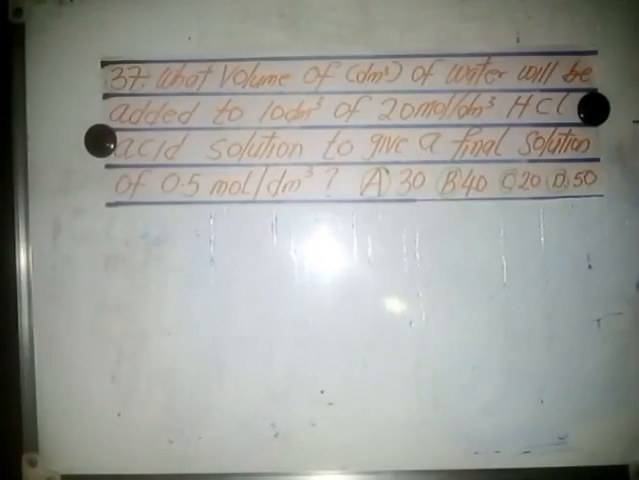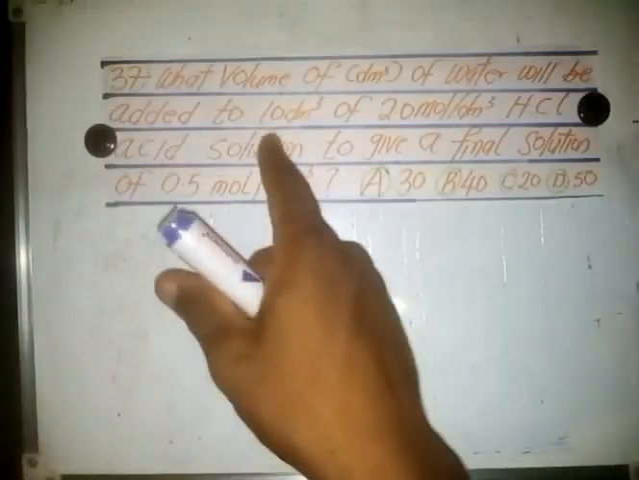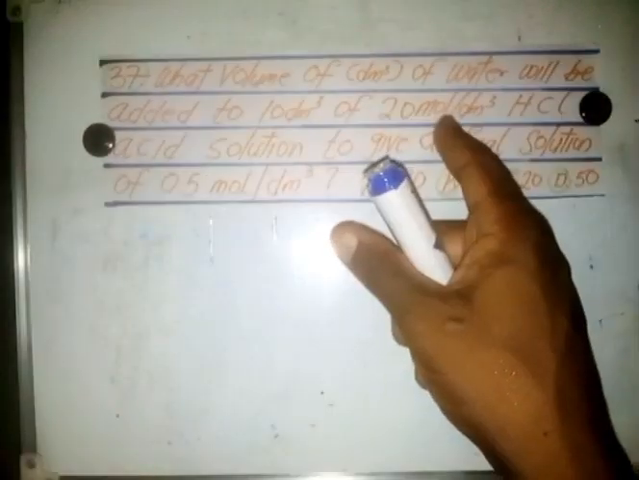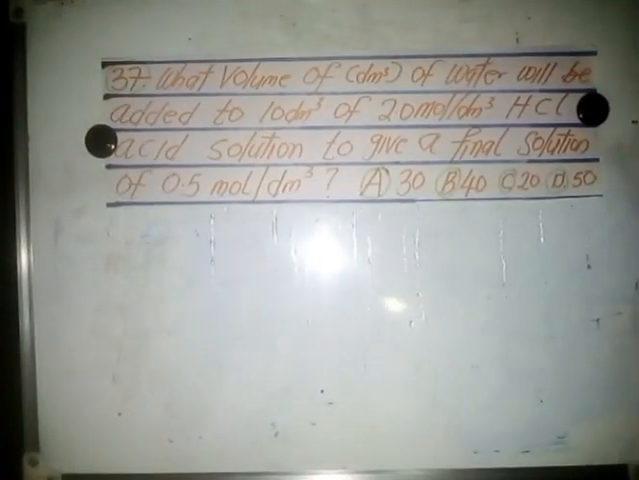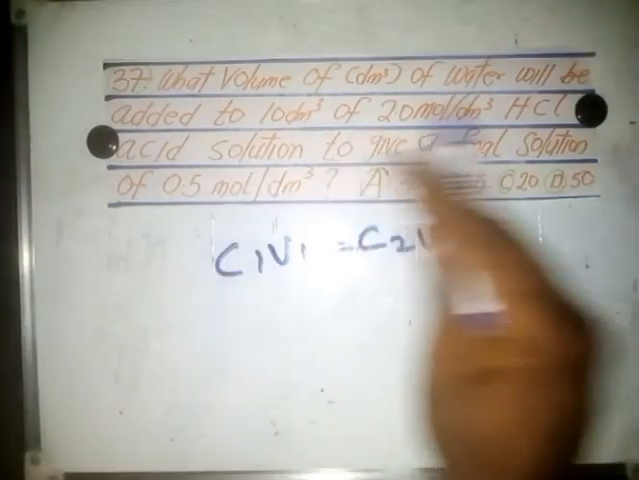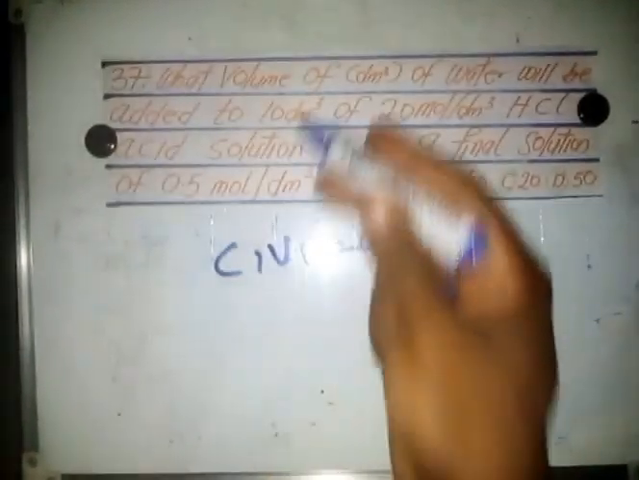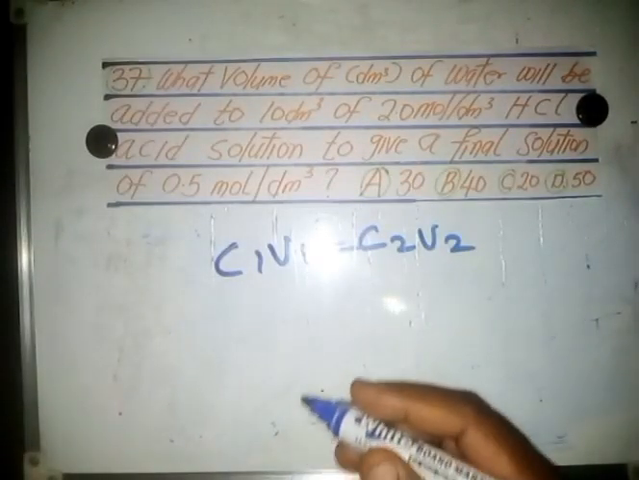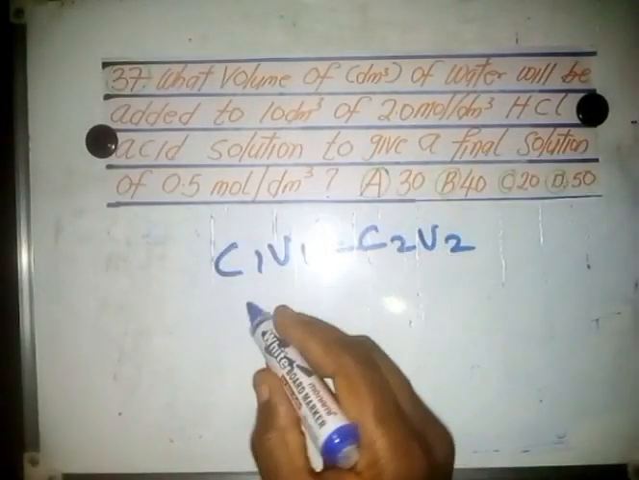So number 37. What volume in dm cube of water will be added to 10 dm cube of 2.0 mole per dm cube HCl acid solution to give a solution of 0.5? So use the dilution formula C1V1 equals C2V2. So we're looking for the final volume, which is V2. So this is V1, this is C1. So just put into the question.